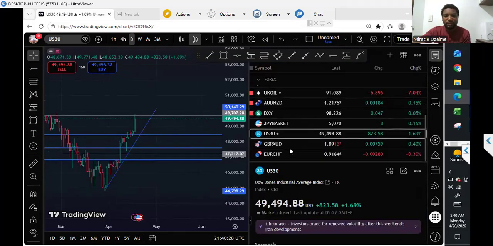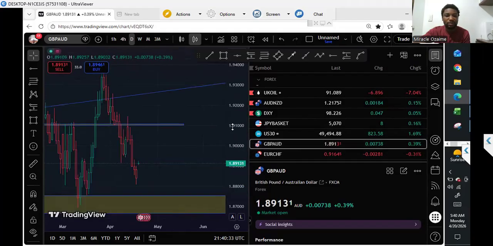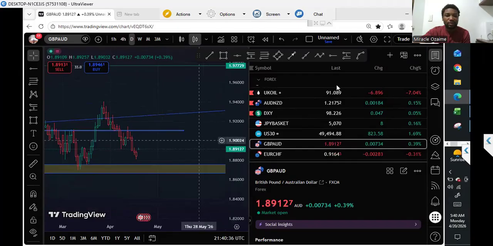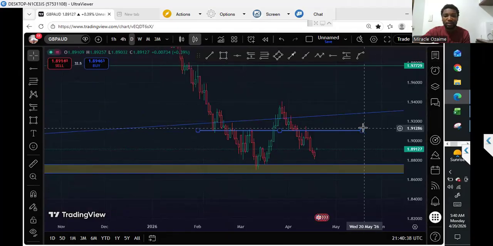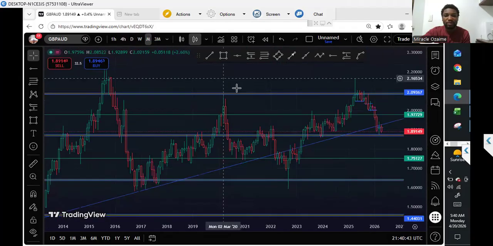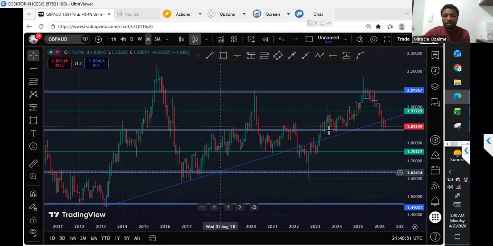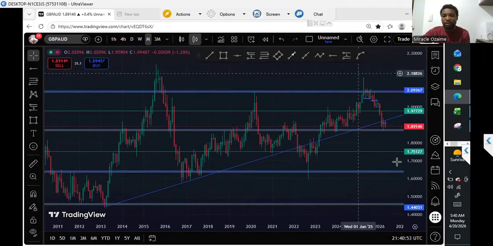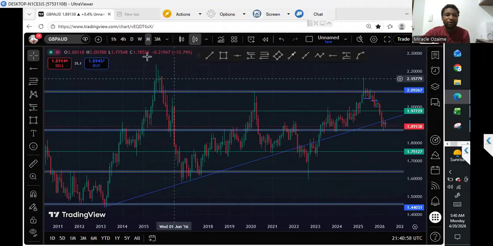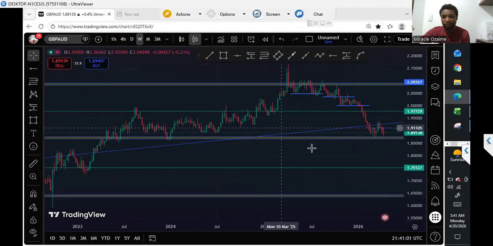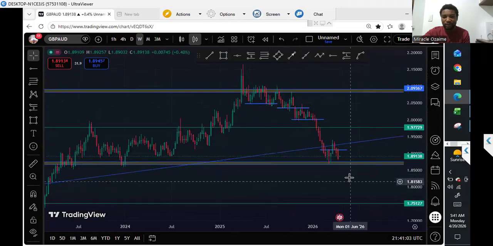What's the next pair that is available? We have GBP AUD. GBP AUD, on the other hand, is looking nice. So when we come to a monthly time frame, GBP AUD is still looking like it wants to form a base around this area maybe, because presently GBP AUD is still looking bearish. You have a push. This drop, I think it needs to correct a little bit from this area, but it has to form a base first. For now, GBP AUD is still looking bearish.